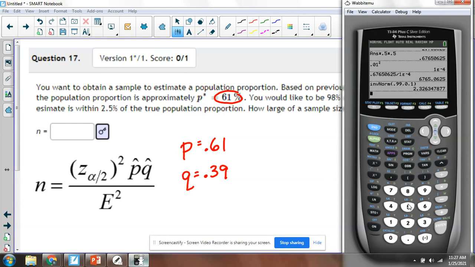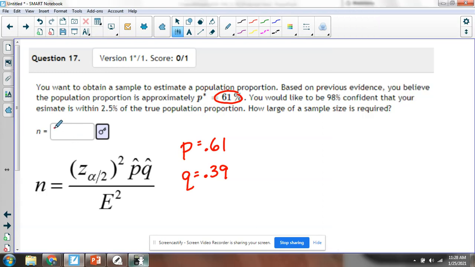So we get that. We'll round it to 3 places. So we'll get 2.326. 2.326, we'll have to square that first, sorry, squared, times 0.61 times 0.39. And we will divide by 0.025 squared. That divided by that. 2059.3 or 2060. There you go.